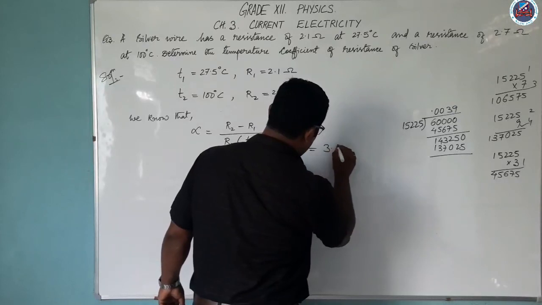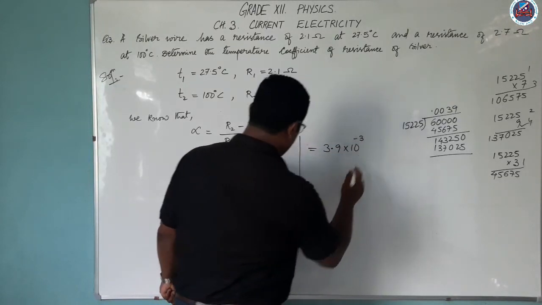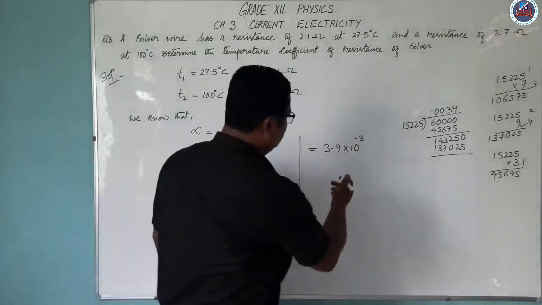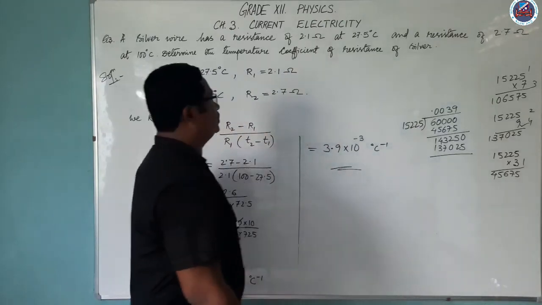It will become 3.9 into 10 to the power. How many steps have we moved? 3. So it will be minus 3. If you move to the right side, the power will become minus 3, per degree Celsius. This way you can solve.